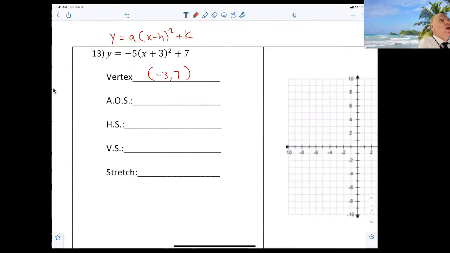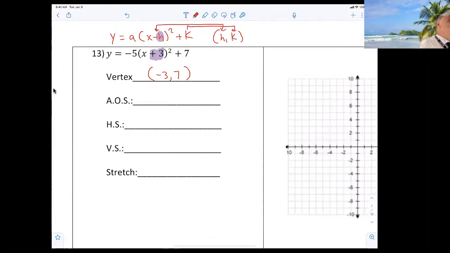You might need me to review that with you. Yeah, how do we get that? Remember, it's h and k, right? Yep. H is the +3. However, look at the relationship. If I say the vertex is HK, notice H is opposite and K is the same. Do you agree with me on that? Yeah. All right, anybody have any issues?